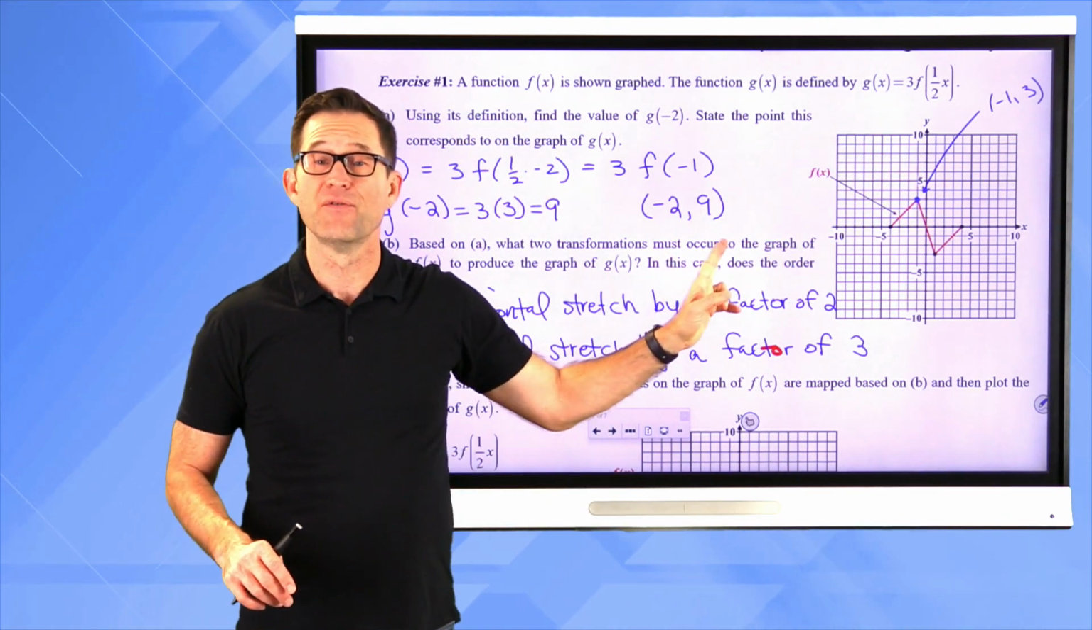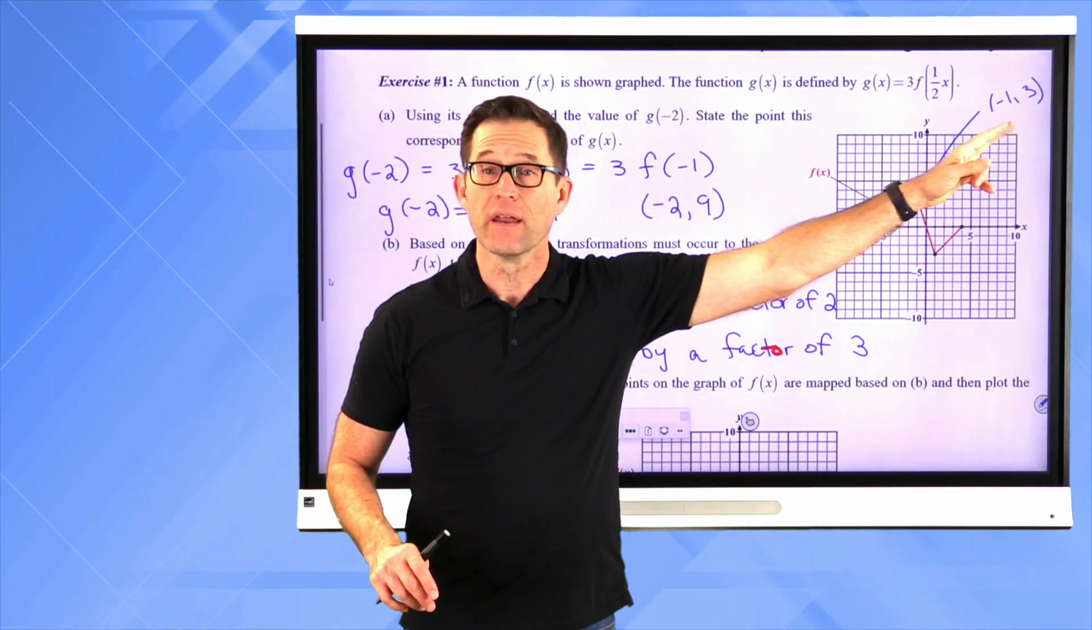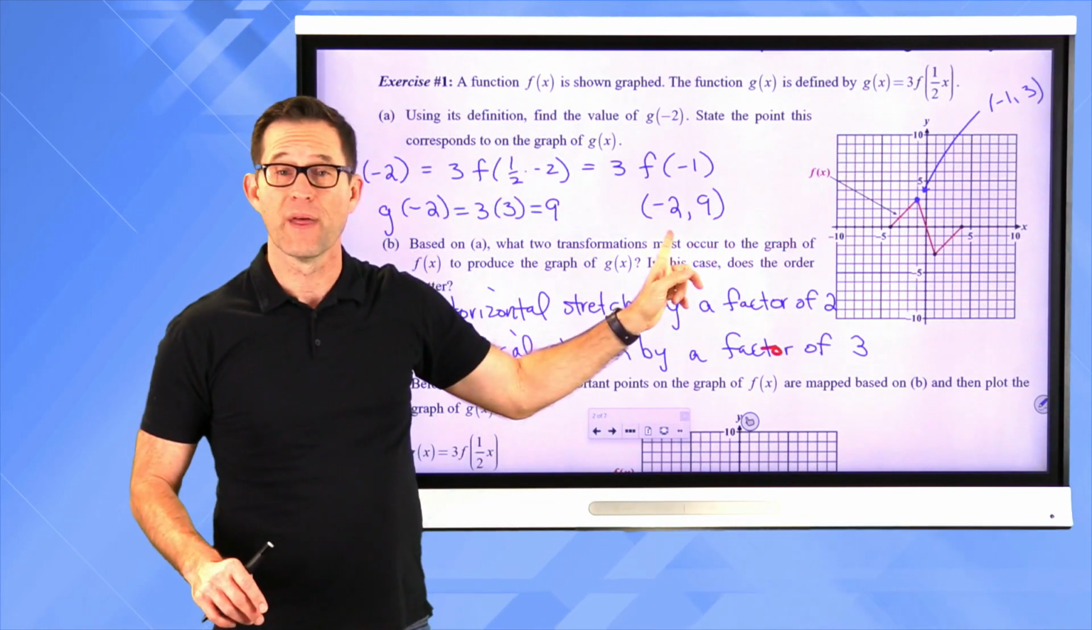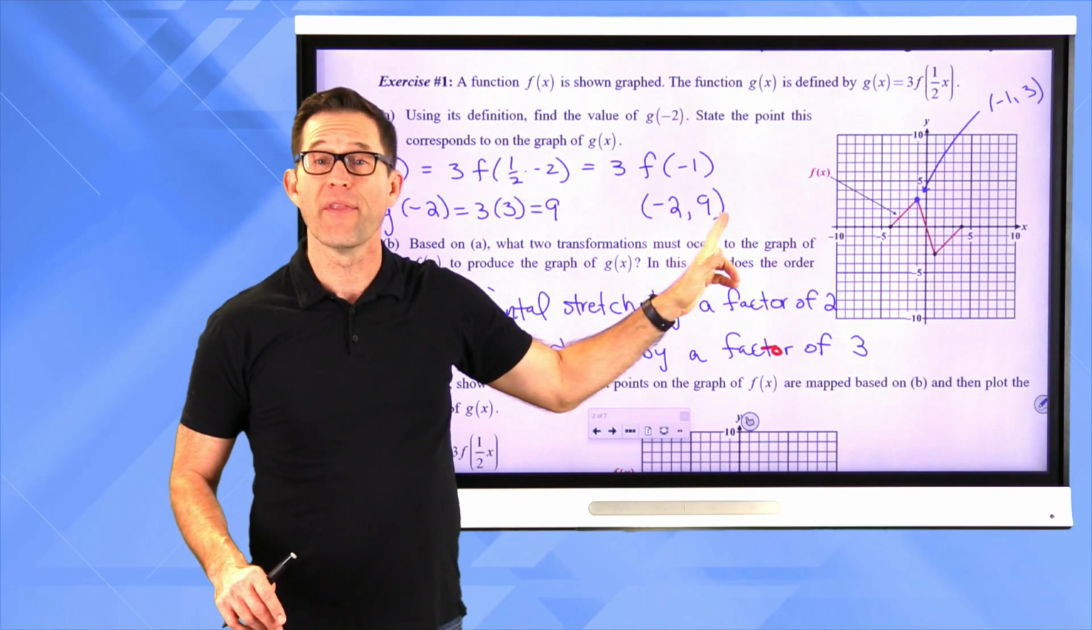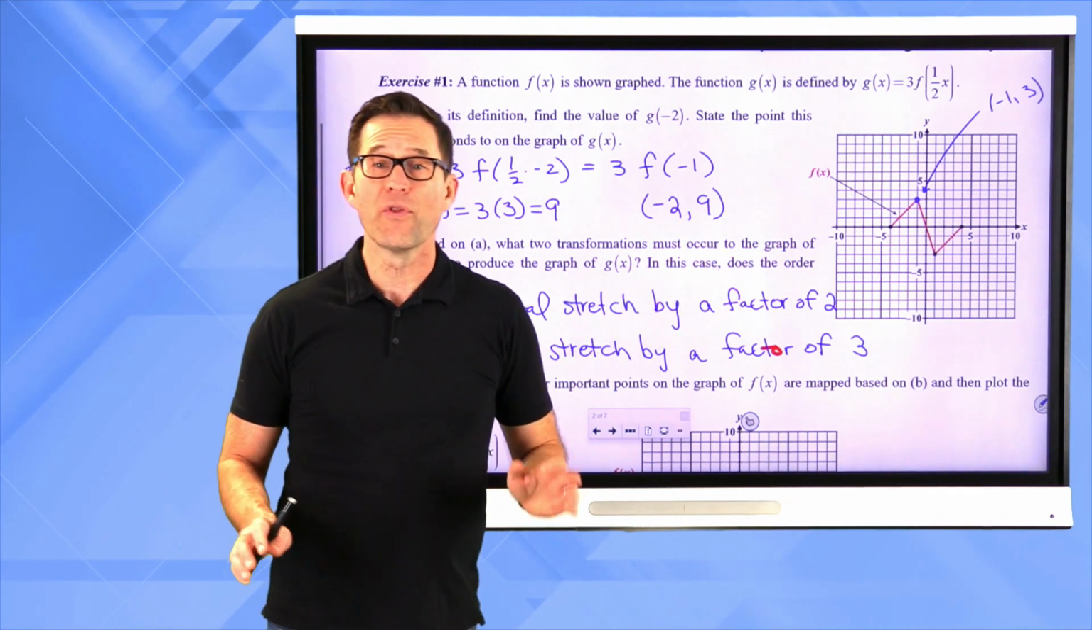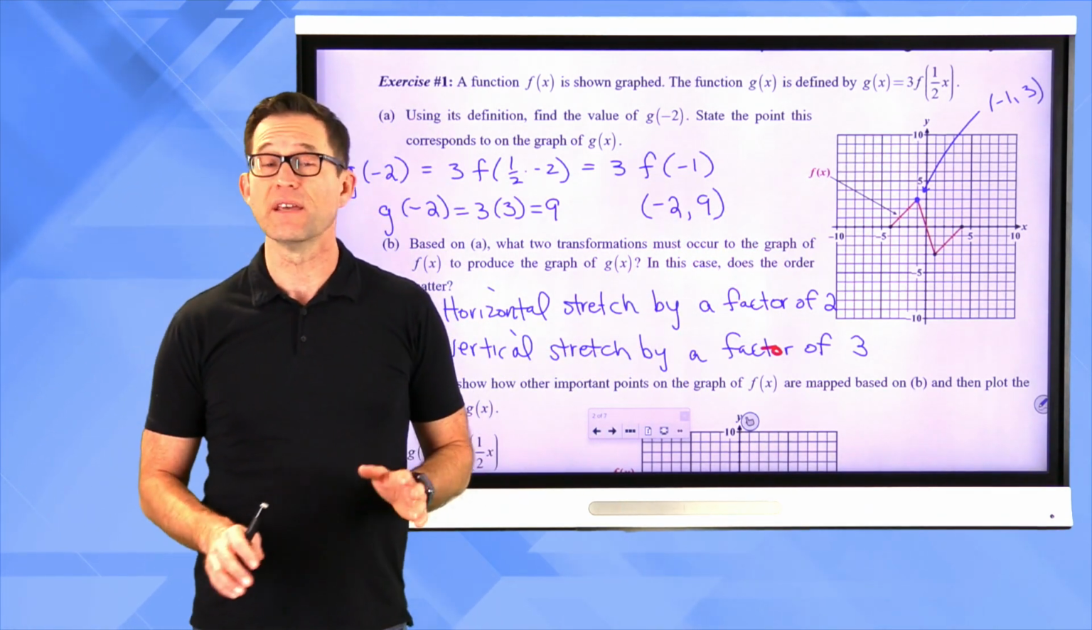Now, we can really see both of those if we think about the point (-1, 3) getting mapped to the point (-2, 9), right? The -1 got multiplied by 2, that became -2. The 3 got multiplied by 3, and that became 9. The cool thing is we can really look at these in either order.